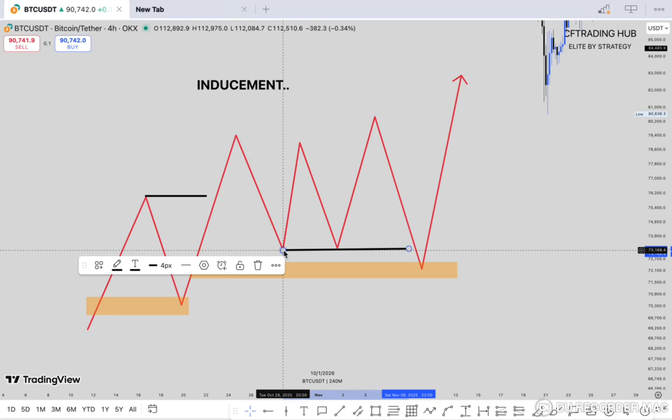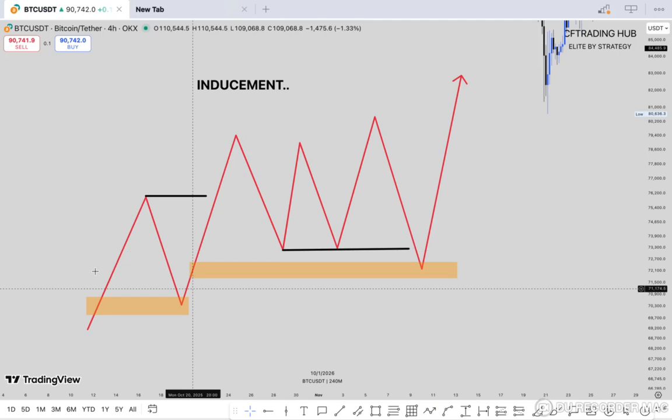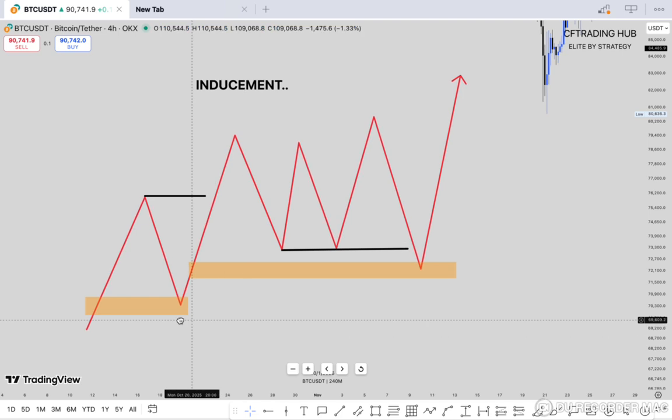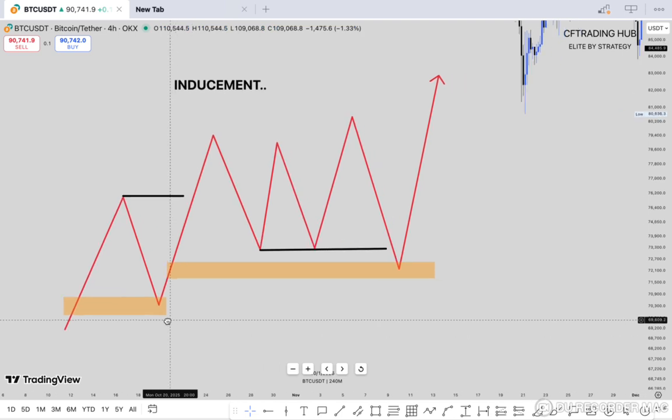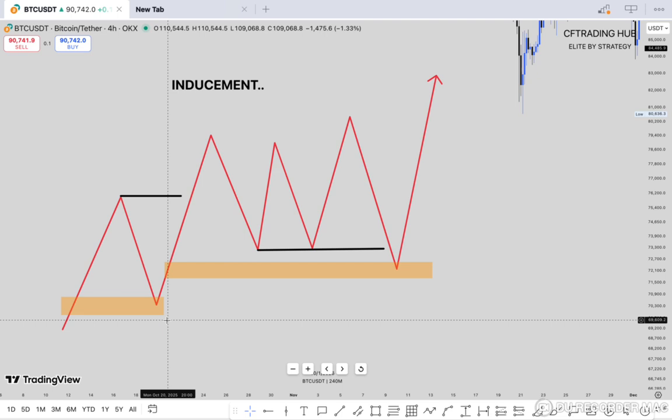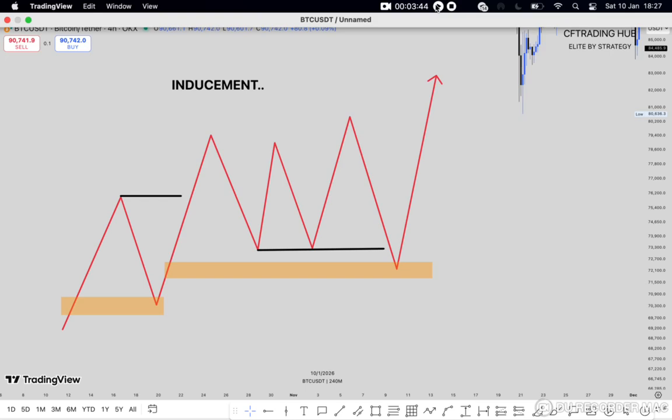But without that, the reason is because there's no inducement. Whenever there's inducement, price actually moves. Now let me explain the concept to you over here. Having this inducement over here, what do you think is happening?